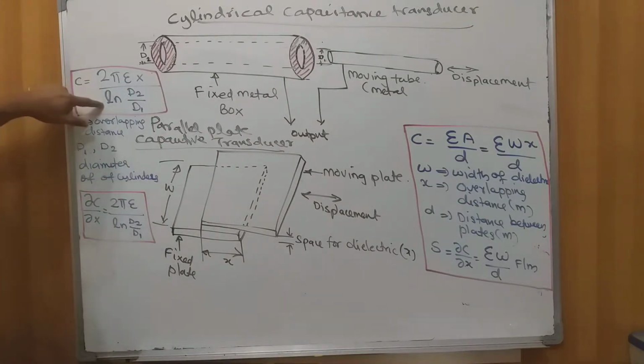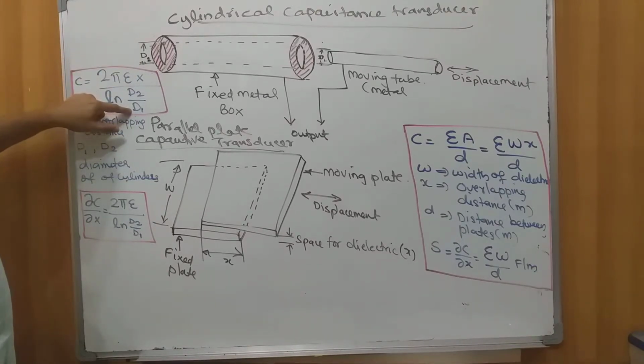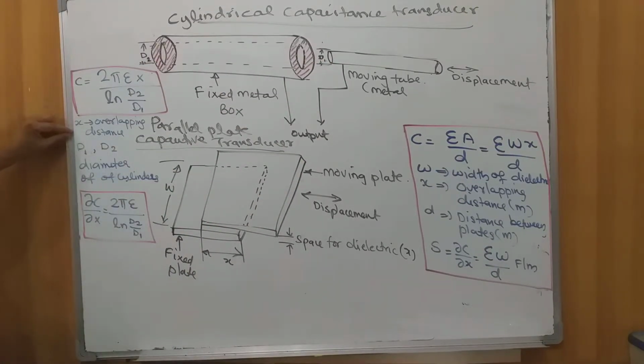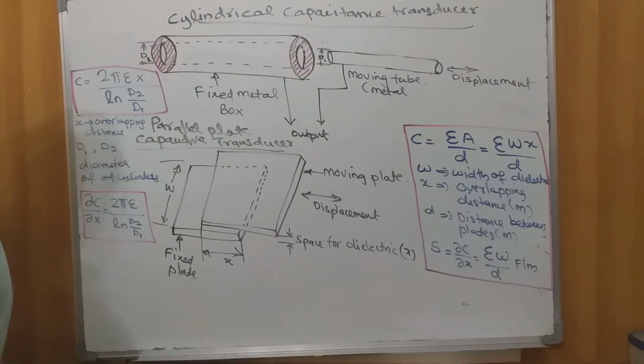So ln of d2 divided by d1, that is the denominator part. Here d2 is the diameter of the fixed metal tube, and d1 is the diameter of the moving tube. So d1 and d2 are the corresponding diameters of the cylinders. d2 is normally bigger, d1 is normally smaller, and the space will be occupied by the dielectric.